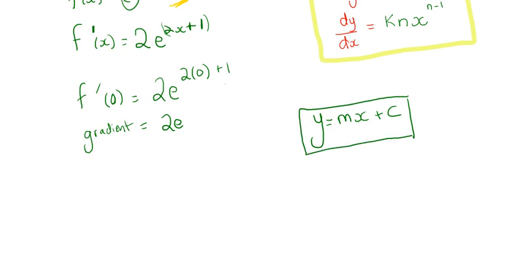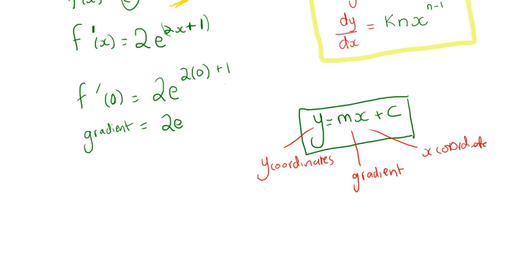Okay, and if we were to quickly label these, the y is the y coordinates that lie on the line. We don't need to fill this in because there are multiple coordinates that you can have. This m is the gradient. We used the symbol earlier on. x is the x coordinate. Again, we don't need to fill this in. And c is the y-intercept.